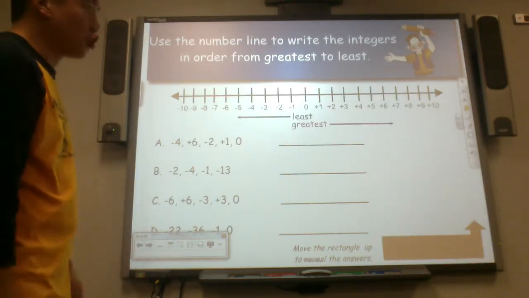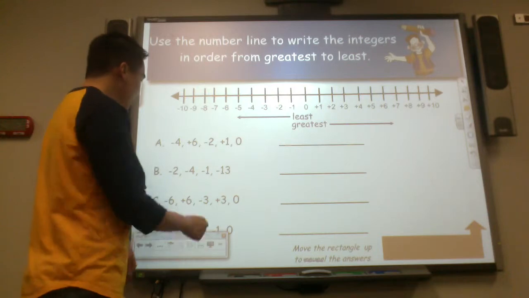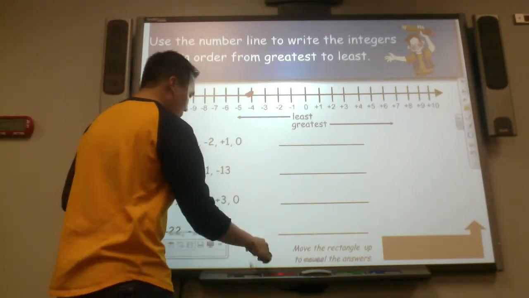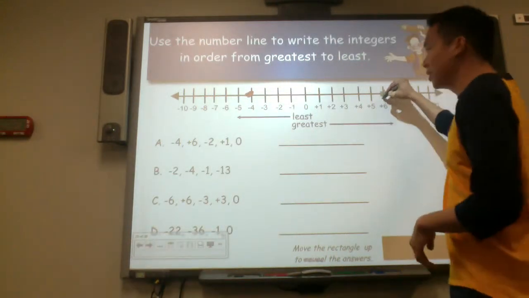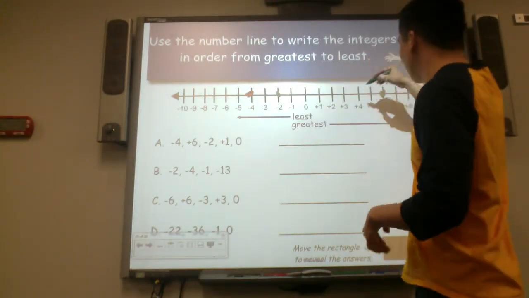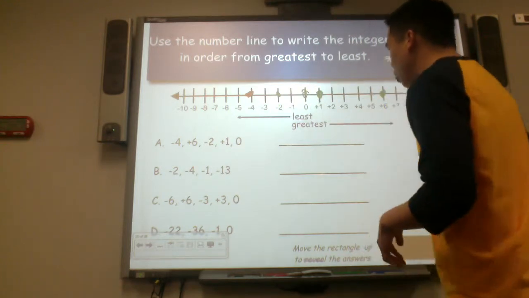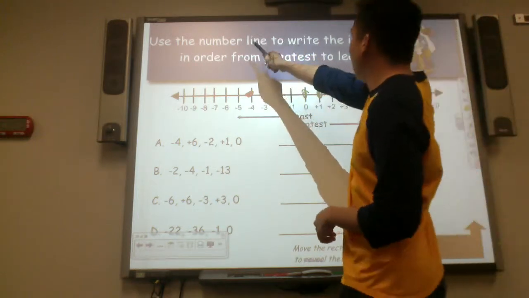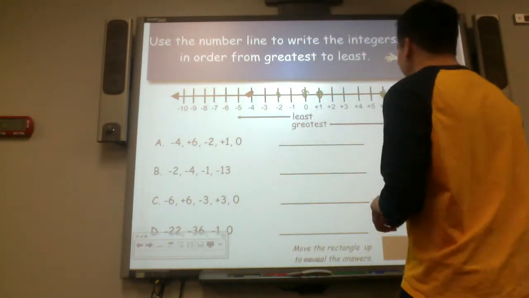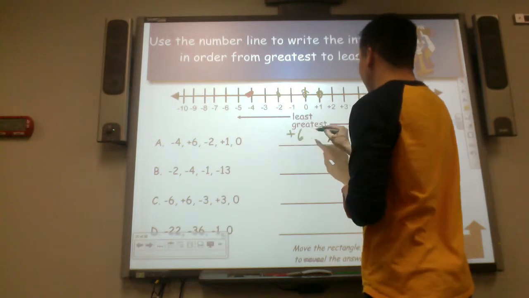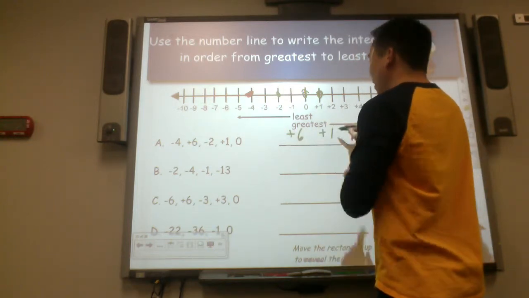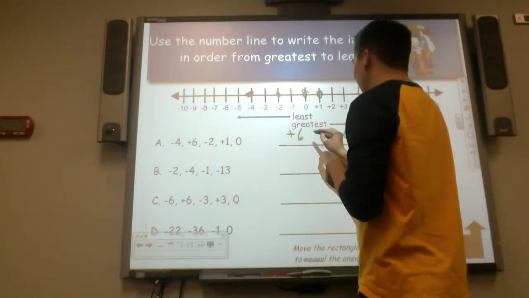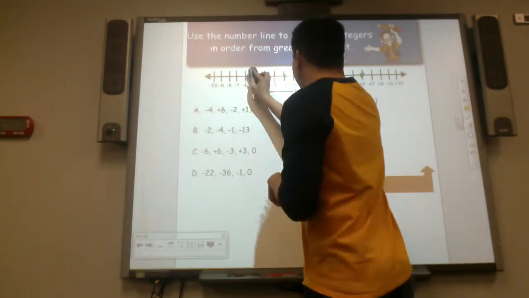Put these integers from least to greatest. You can plot them if that's easy for you. So I know negative 4 is here, positive 6 is here, negative 2 is here, positive 1 is here, and 0. So put these from, oh, I'm sorry, let's see. The directions say put them from greatest to least. So greatest is positive 6, or just 6, positive 1, or just 1, 0, negative 2, negative 4. Let's put a comma. Let me erase this.